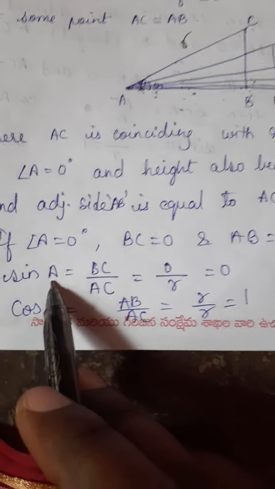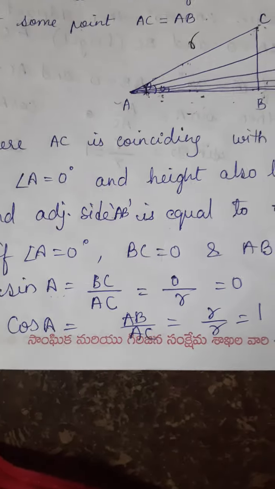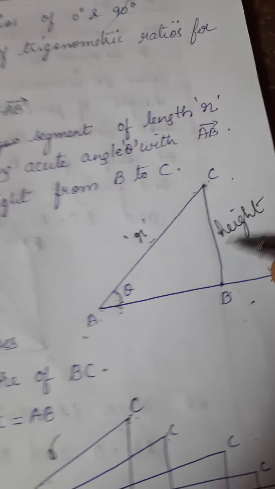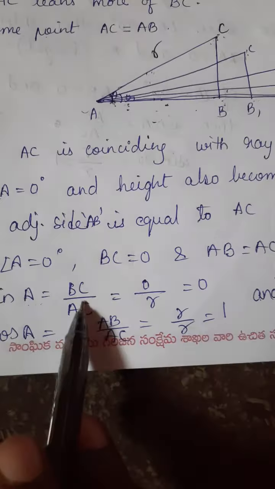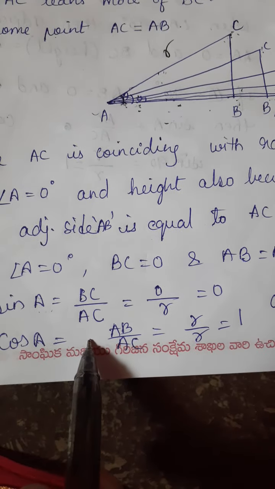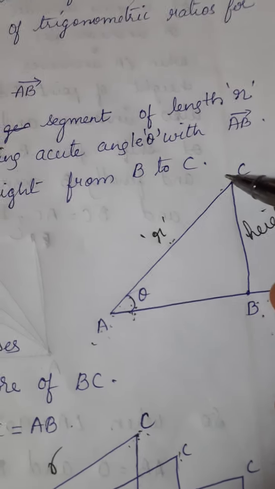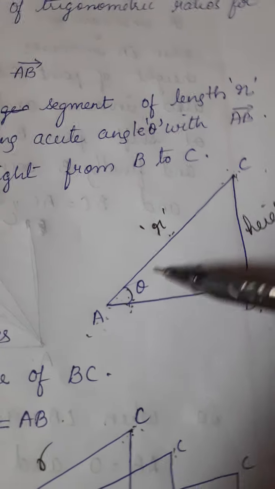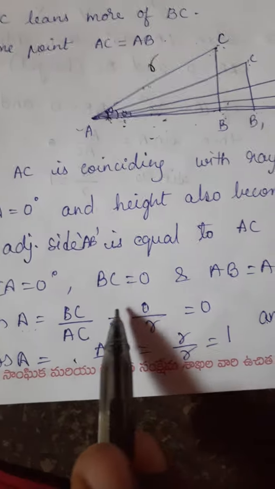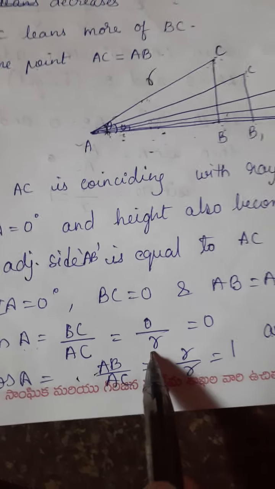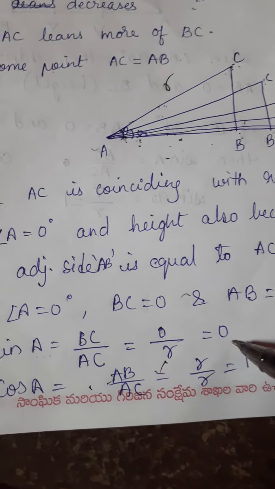Now apply our trigonometric ratios. Sin A: opposite side is BC and hypotenuse is AC. So sin A is BC by AC. Here BC is 0, hypotenuse AC is R. 0 by anything is 0.